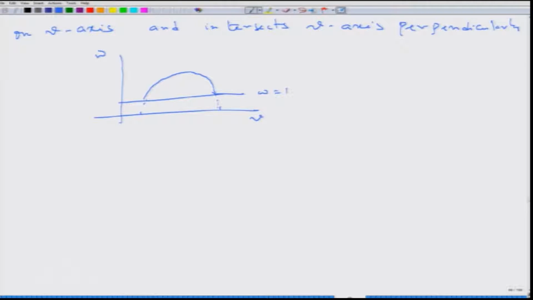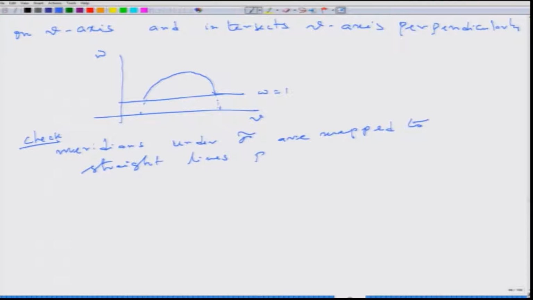Okay. And what happens to the meridians? This you check, meridians are mapped to straight lines parallel to the w axis. So, these straight lines are meridians and they are also geodesics. These are the only two kinds of geodesics available for the pseudosphere.